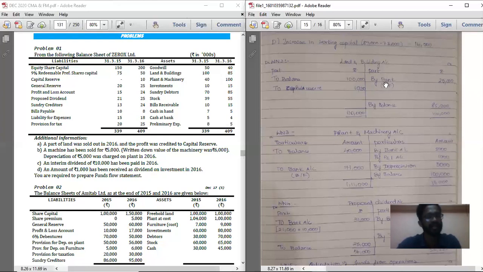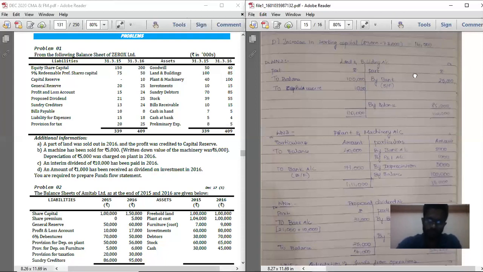By bank is nothing but cash is coming in. So by bank, when cash is coming in, what does it mean? Sales value of land and building. So within bracket balancing figure, in the amount column record 25,000. So total value of sales of land and building is 25,000. Out of that, 10,000 is the profit element. Remaining 15,000 is nothing but cost element.